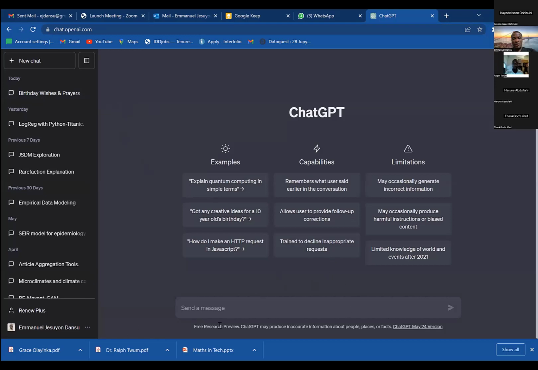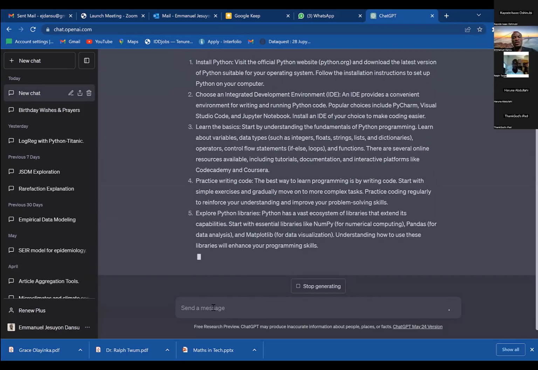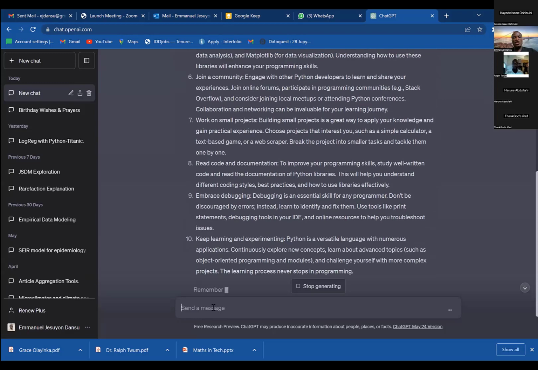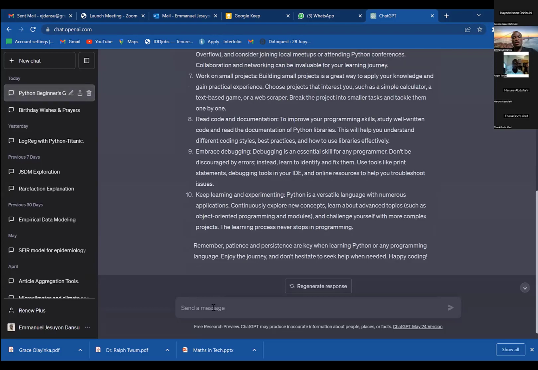So I'm sharing. Can everybody see this? Yes. Okay, good. Let's assume you are new to Python. You can just ask, guide for Python beginner, something rough like that. It gives you that, so it tells you: install Python, choose an integrated development environment, learn the basics, practice writing code, explore Python libraries, join a community, work on small projects, read code and documentation, embrace debugging, keep learning and experimenting.